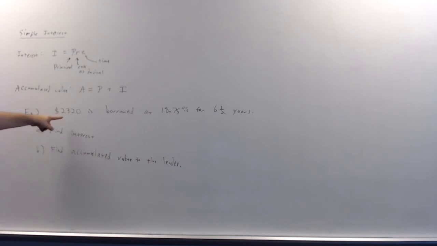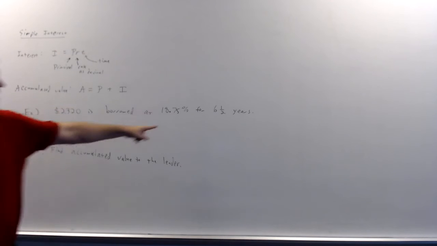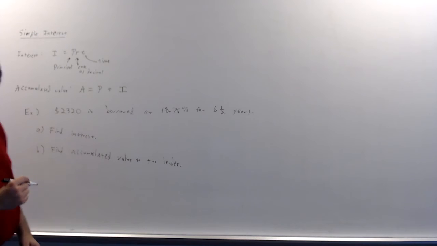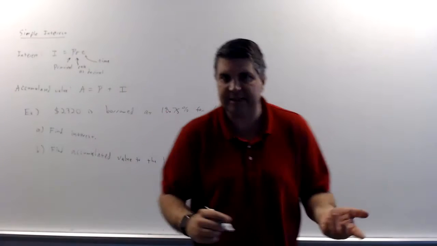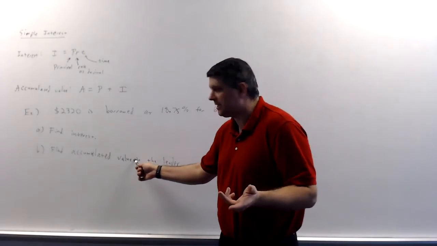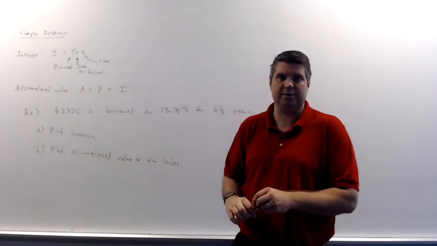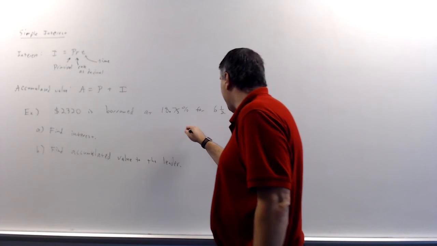So $2,320 is borrowed at 18.75% for 6.5 years. A, find the interest. B, find the accumulated value of the account to the lender. Why is it the accumulated value to the lender? Because they're going to get $2,320 worth of payments out of you plus the interest. So A.